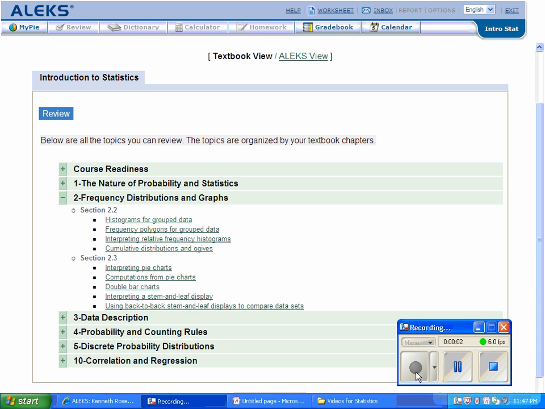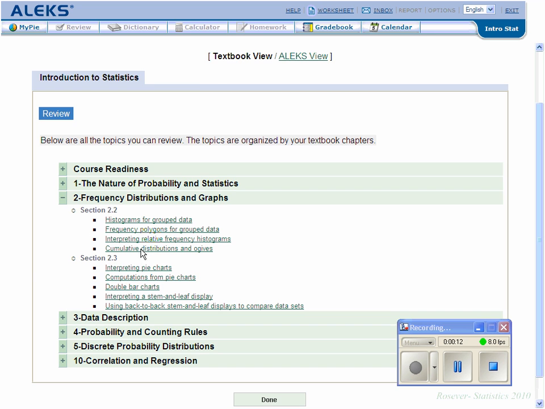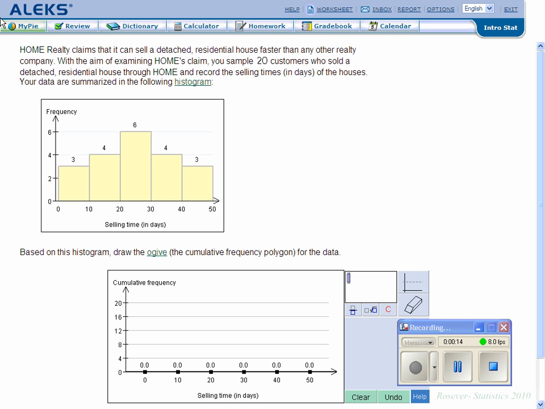Alright, this is Ken Rosever, and we're going to do the last thing in 2.2 here, which is cumulative distributions and OGIVs. So let's see what that's all about. Okay, home realty claims. Basically, what you're going to get is a frequency distribution, and you're going to convert it into a cumulative frequency distribution, which is called an OGIV.